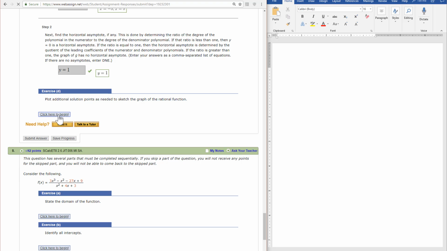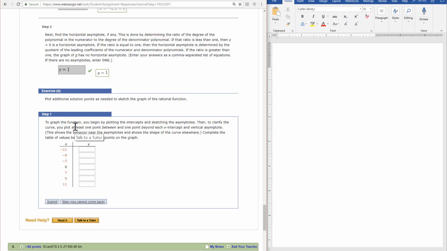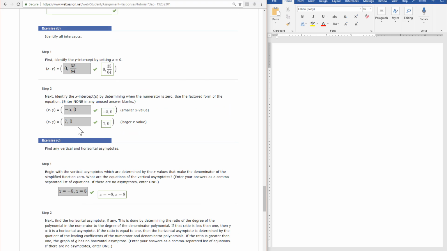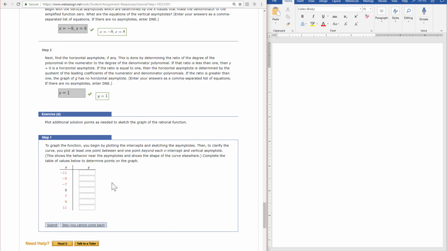Okay, so now let's figure out the rest of the points that we need. For this, we want to work around the vertical asymptotes and the x-intercepts. So I'd probably want to choose a number that's less than negative 8, a number between negative 8 and negative 5, then a number between negative 5 and 7, and a number between 7 and 8, just to get some ideas of how these things might look. Here they're choosing a set of different numbers, so let's go ahead and do that.